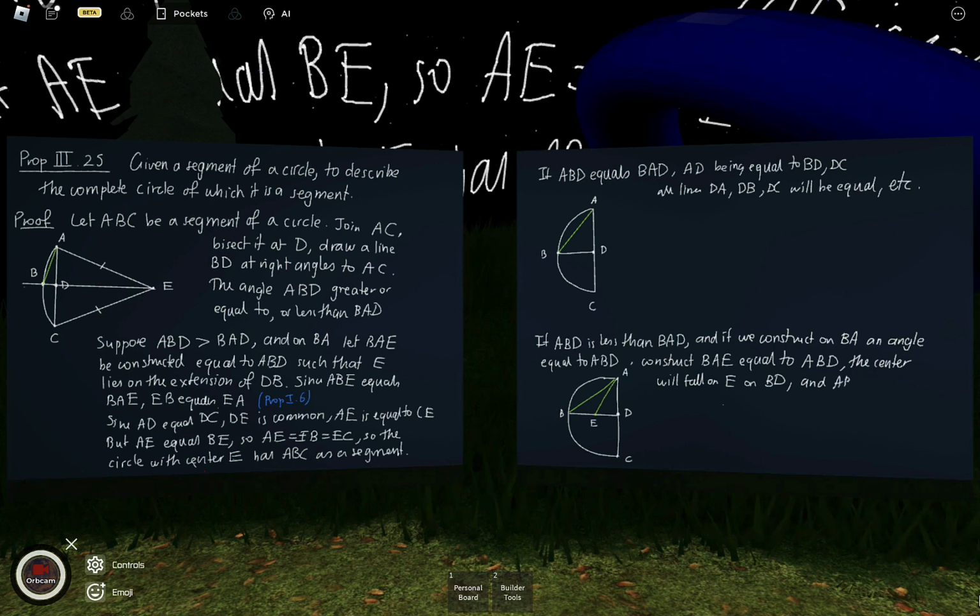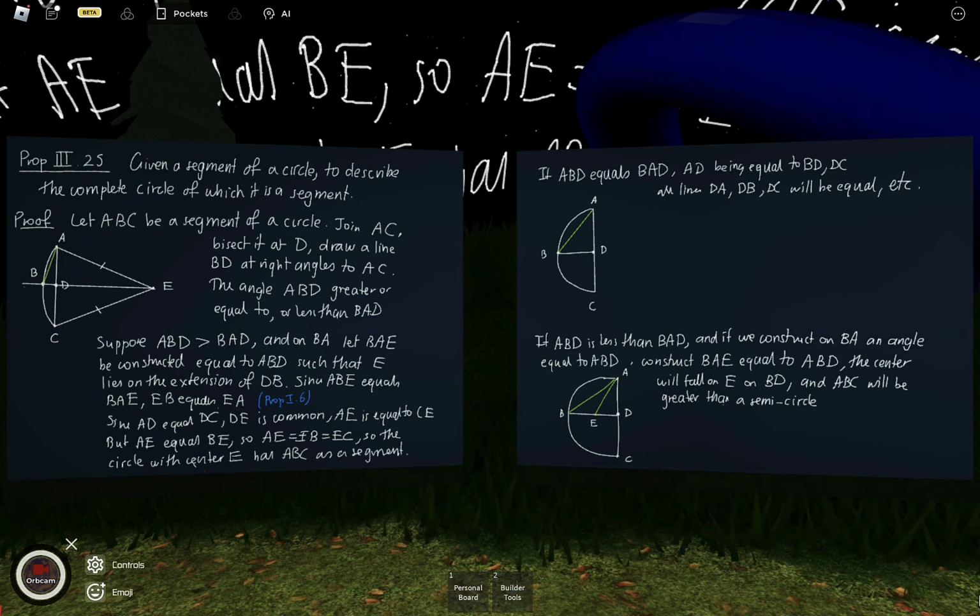And ABC will be greater than a semicircle. And therefore not a segment, I guess. Not sure why that's a problem.